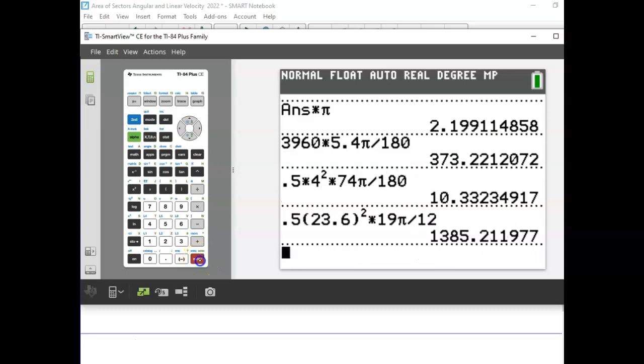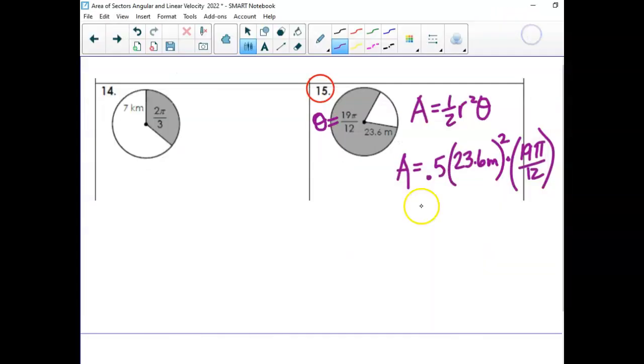Okay, type carefully. That's a lot to put in, but I got 1385. Anybody else? Okay, 1385.2 meters squared. Okay, so as long as you have the reference sheets, do you think you can do those kind both? They're just following a formula. Okay, those aren't too tricky.